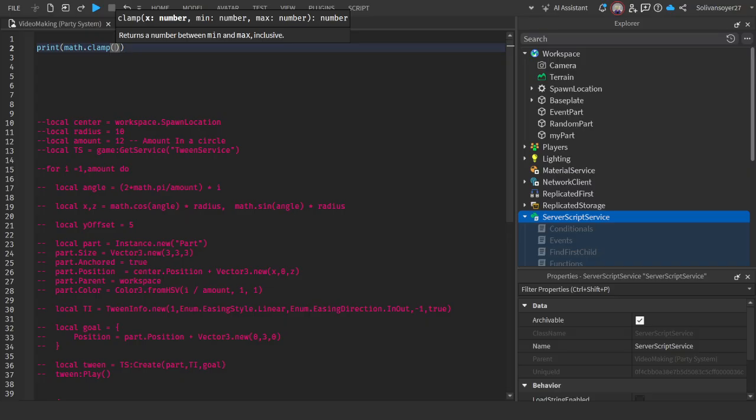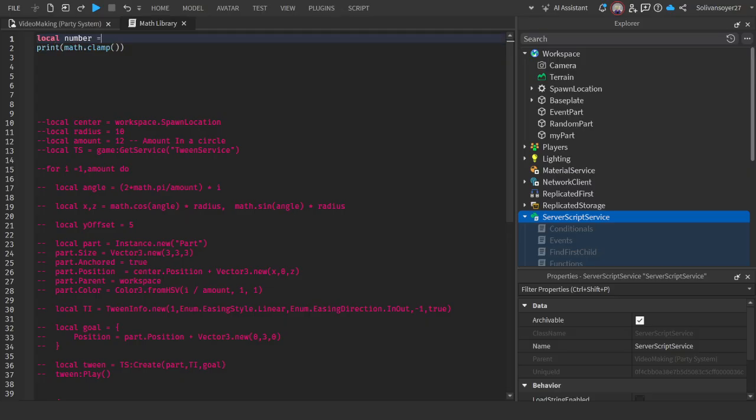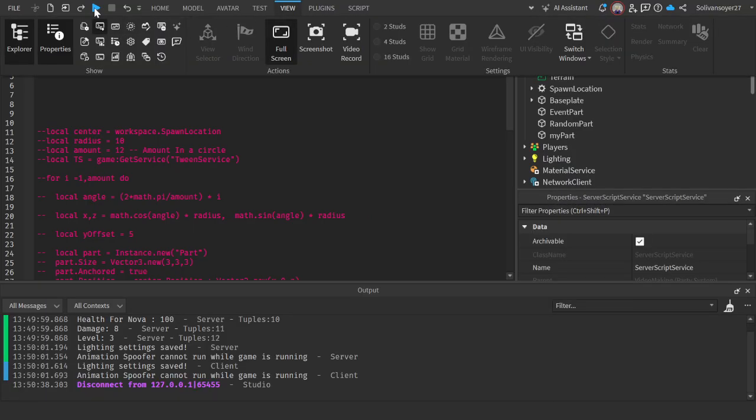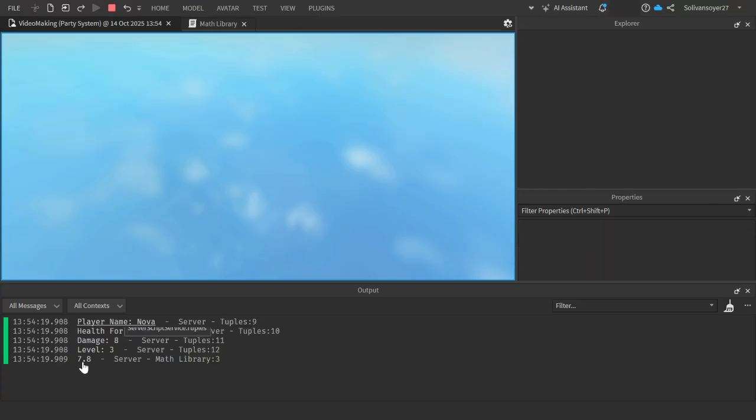So we can put in a number. So we can say local number is equal to 7.8, right? And I want to clamp this. I want to get the clamp of this number. So I'm going to put in our number, pass it in. And then this is going to take in our minimum. So I want this to be clamped between 7, and I want the max to be 10. So I'm actually going to say 5. And we can just look in the output and see what this prints out when we clamp between them. We get 7.8.